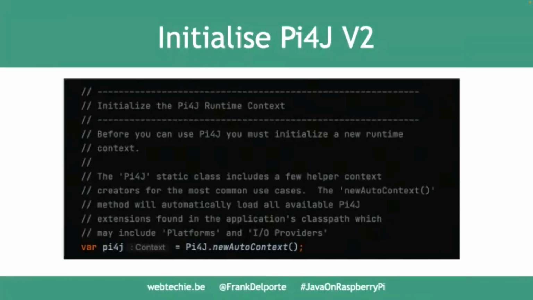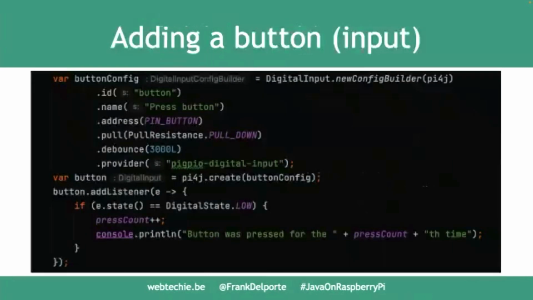And everything in the Pi4J starts with the context. The context is which board am I running on? How do I interact with the GPIOs? So this is all handled by the context. You have a new auto context, which will just load the Java modules which are available and then try to help you as much as possible.